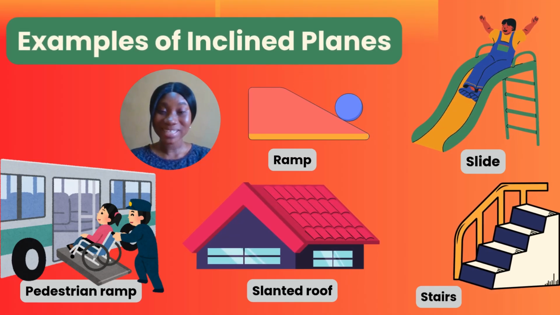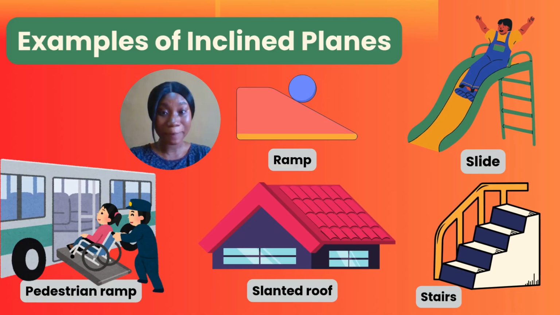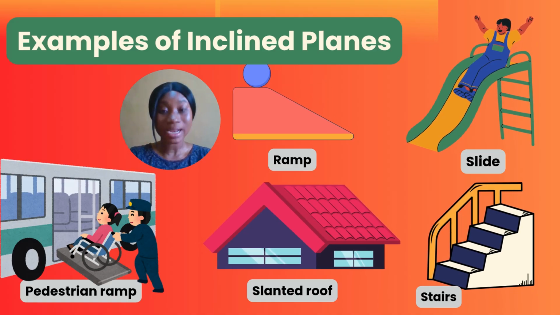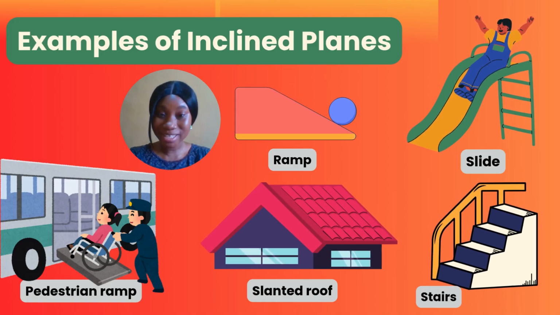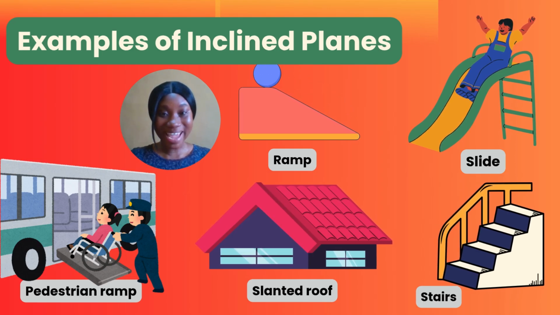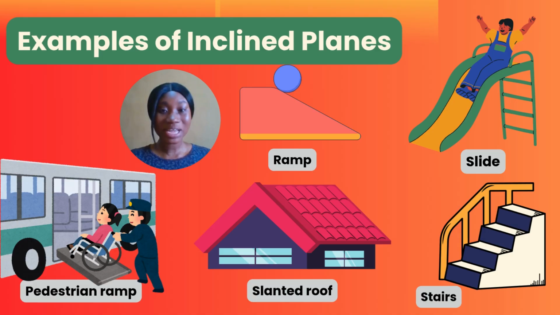Good. So now that we know what an inclined plane is, we've learned that an inclined plane is also known as a ramp. And an inclined plane is basically a flat surface that has two ends, and one end is higher than the other. So let's look at examples of inclined planes.